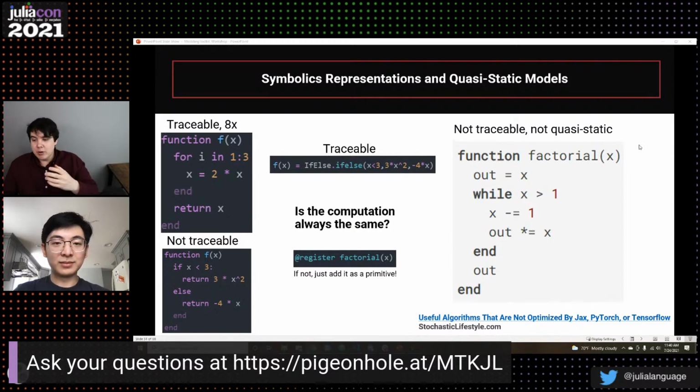Now, there are some functions which are not able to ever be changed into a static representation, right? Like how do you do factorial of x? Well, factorial of x, when x equals 6, it's 6 times 5 times 4 times 3 times 2 times 1, right? When x equals 7, it's 7 times... so the actual number of things that you multiply by, the symbolic representation of factorial changes depending on what value you're taking the factorial of, right?